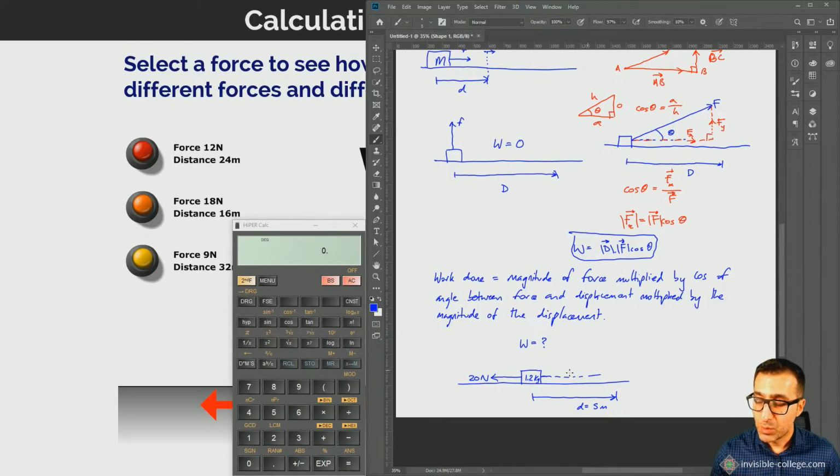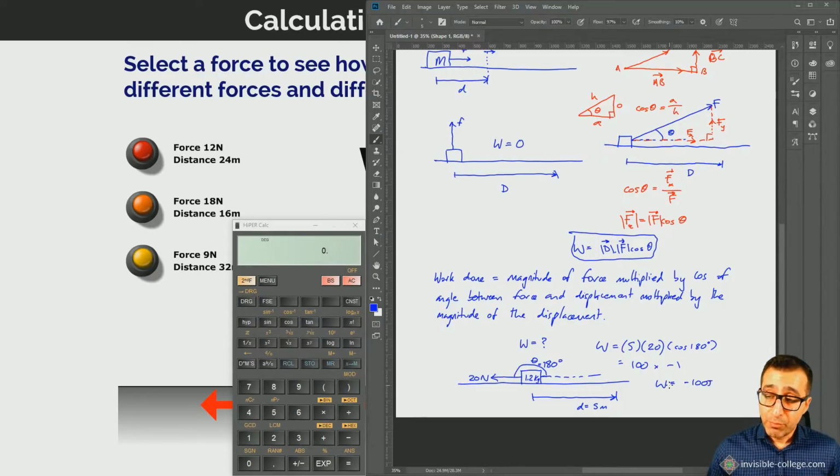So again, we have 180 degrees. This is our angle theta, 180 degrees, which means the work done is equal to the magnitude of the displacement, 5, multiplied by the magnitude of the force, which is 20, multiplied by cosine of theta, cosine of 180 degrees. So this gives us 100 times -1. So the work done is actually -100 joules.